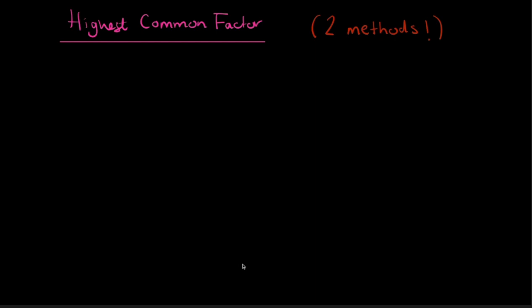And today we're going to look at how to find the highest common factor of two numbers using two methods, prime factorization and a secret method at the end.